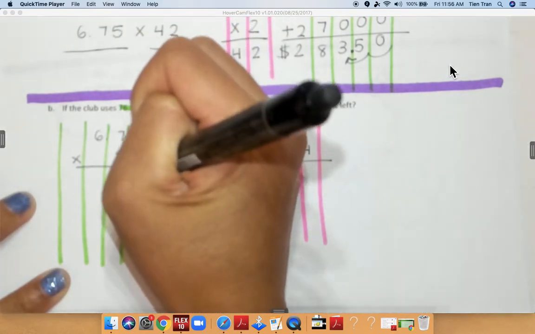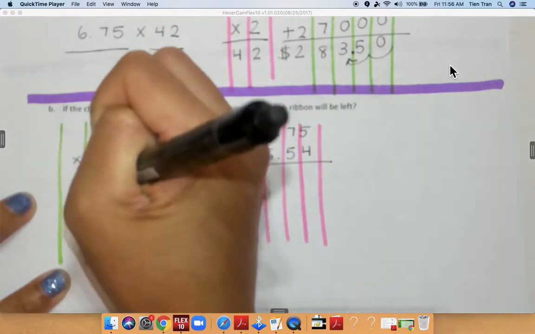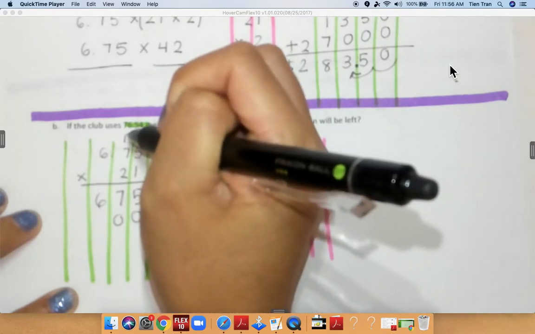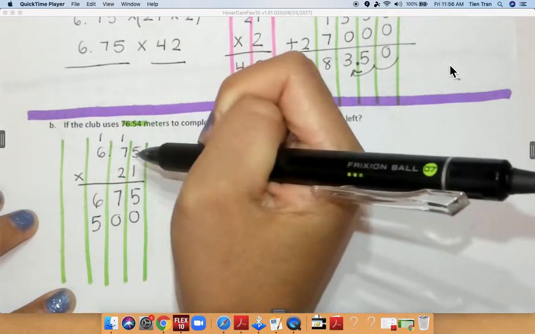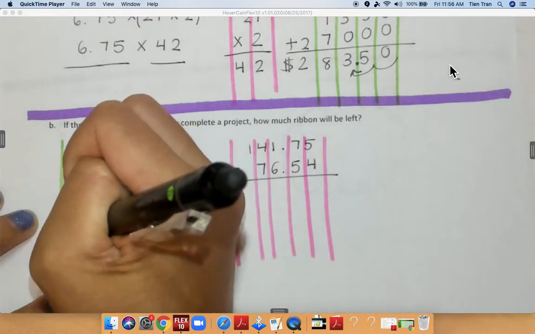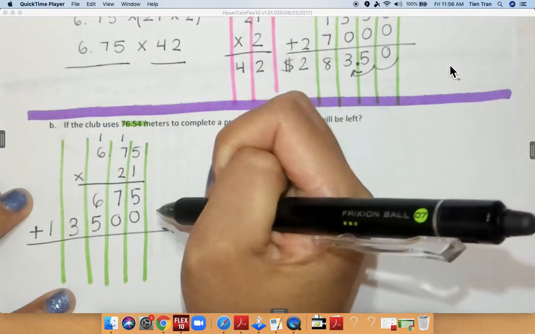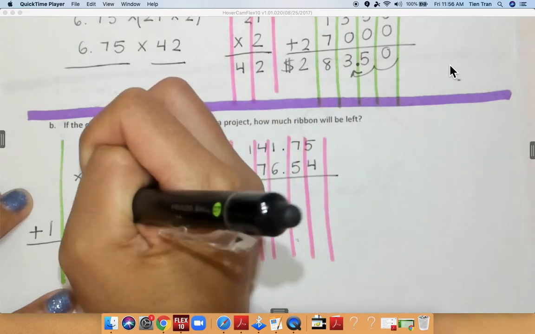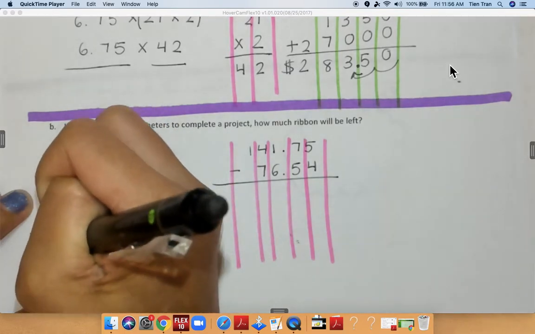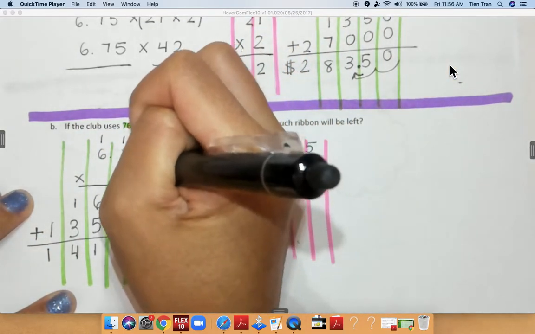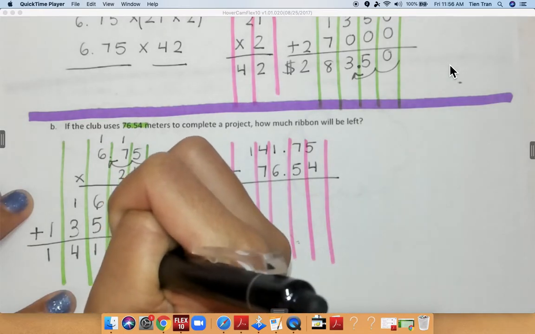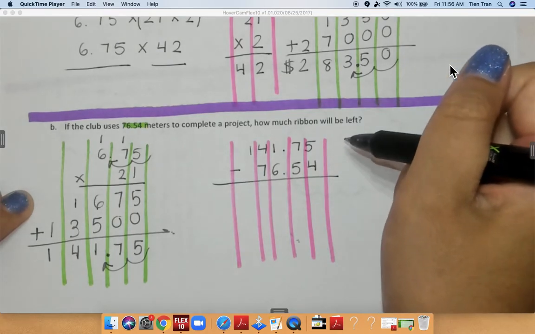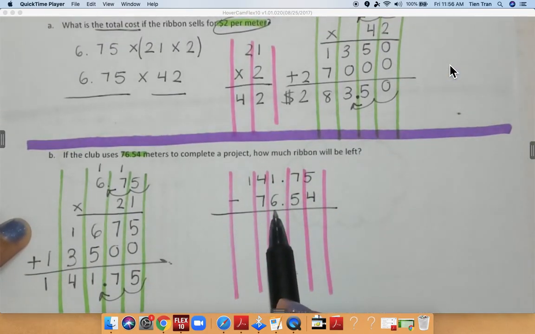So 1 times 5 is 5, 1 times 7 is 7, 1 times 6 is 6, bring down my 0. 2 times 5 is 10, 2 times 7 is 14, plus 1 is 15. 2 times 6 is 12, plus 1 is equal to 13. I'm going to add all of my numbers together. 5 plus 0 is 5, 7 plus 0 is 7, 6 plus 5 is 11, 3 plus 1 is 4, and bring down my 1. Now, I want to make sure I'm moving my decimal over twice because in my problem, I have a decimal. So I have 141.75, and I'm subtracting it from 76.54.